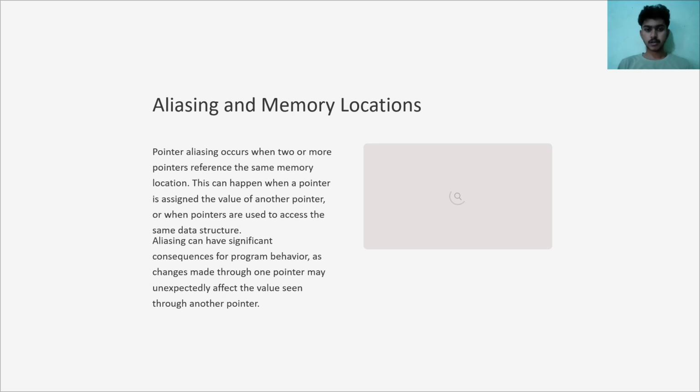Aliasing and memory locations. Pointer aliasing occurs when two or more pointers reference the same memory location. This can happen when a pointer is assigned the value of another pointer or when pointers are used to access the same data structure. Aliasing can have significant consequences for program behavior as changes made through one pointer may unexpectedly affect the value seen through another pointer.